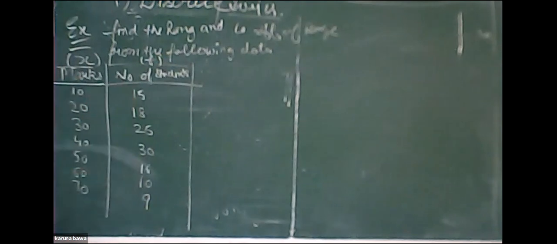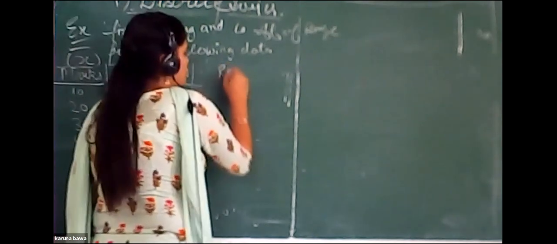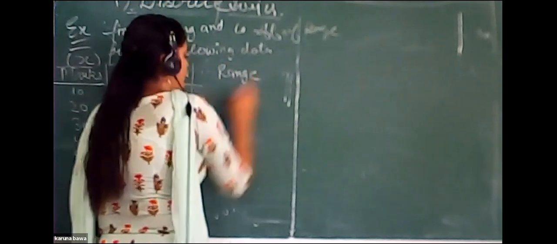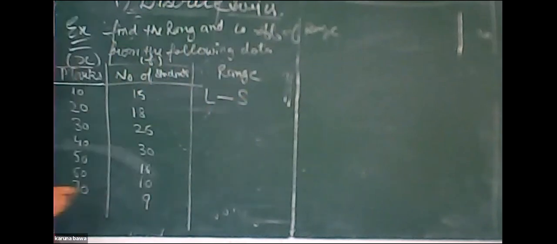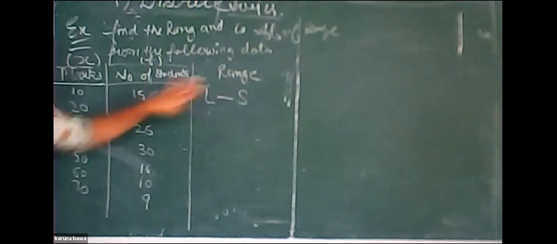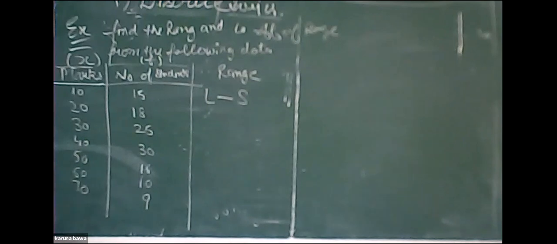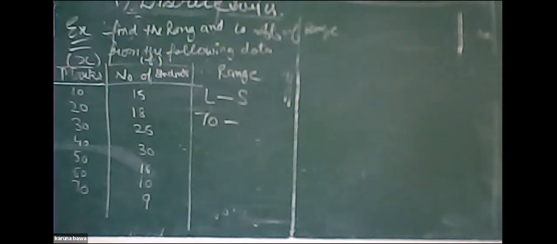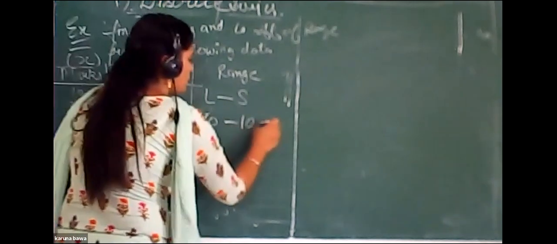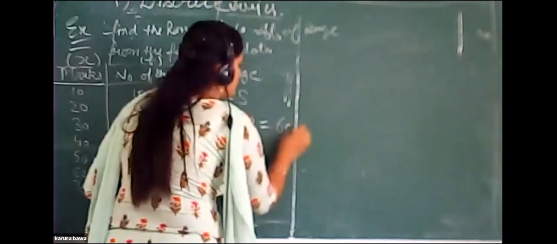in the discrete series. So first we find out the range, and the formula is largest value minus smallest value. First of all, we find the largest value in the x series, that is 70, minus the smallest value in the x series, that is 10. So the answer is 60.